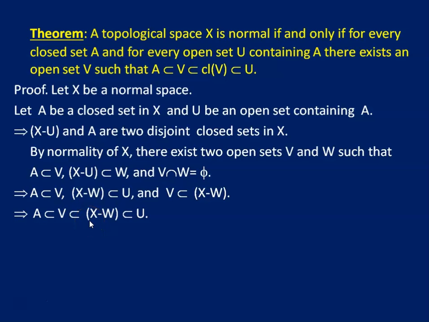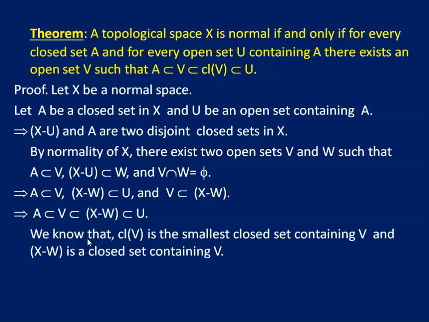Now here we can use the same logic: closure of V is the smallest closed set containing V, and X minus W is a closed set containing V. Because W is open, X minus W is closed. X minus W is a closed set containing V, and closure of V is the smallest closed set containing V. So we can write down this inclusion: closure of V is a subset of X minus W.